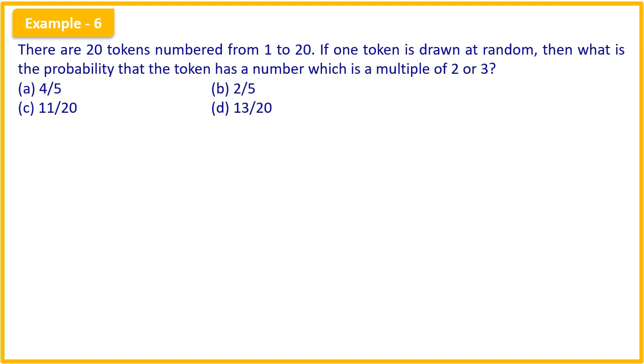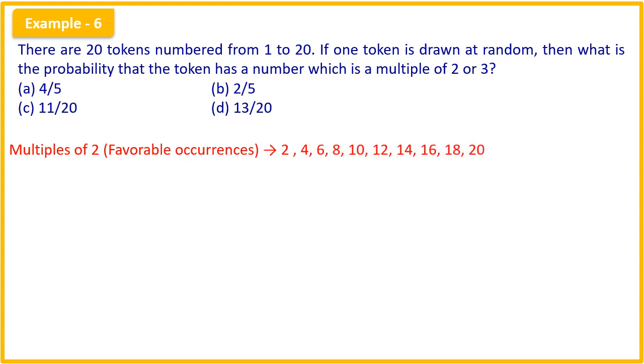Let us understand this with an example here. There are 20 tokens numbered from 1 to 20. If one token is drawn at random, then what is the probability that the token has a number which is a multiple of 2 or 3? So multiples of 2, there are 10 favorable numbers which are all even numbers, 2, 4, 6, 8 up to 20. Multiples of 3, there are favorable numbers 3, 6, 9, 12, 15 and 18.